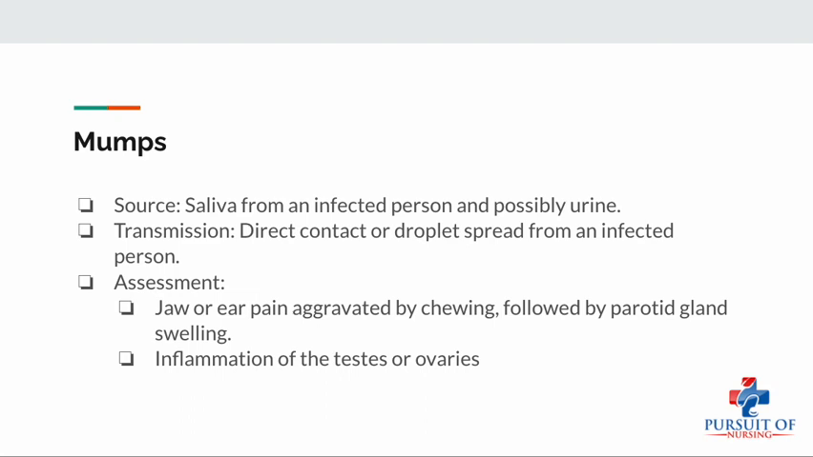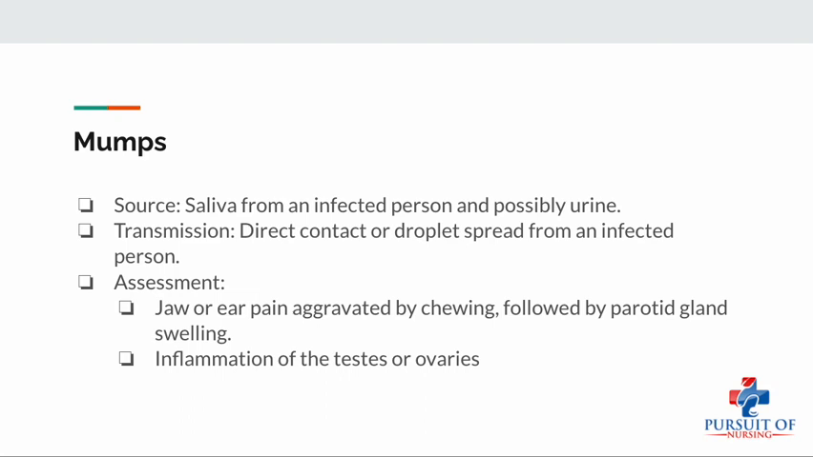Mumps. Mumps is contagious from immediately before and after parotid gland swelling begins. It's transmitted via direct contact or droplet spread from an infected person. This patient is also placed on airborne, contact, and droplet precautions.